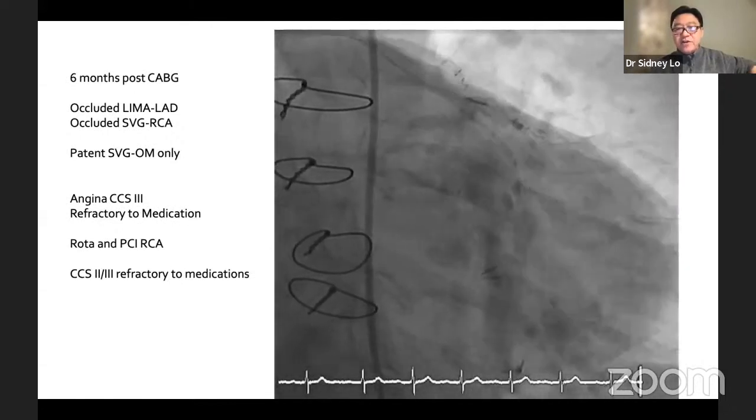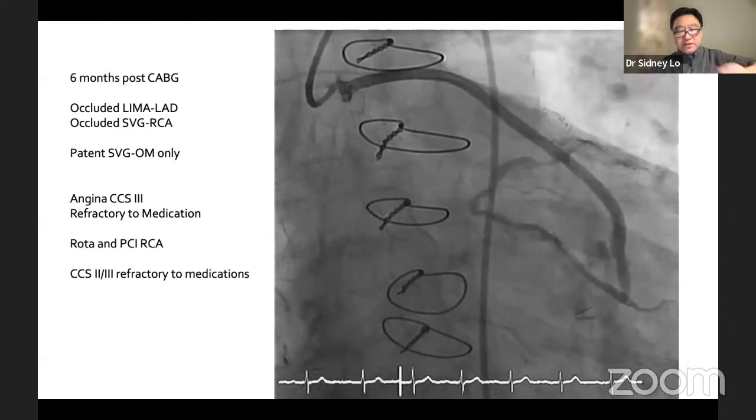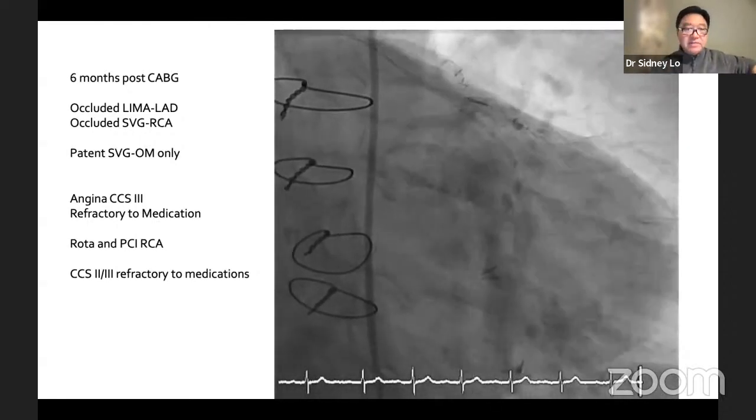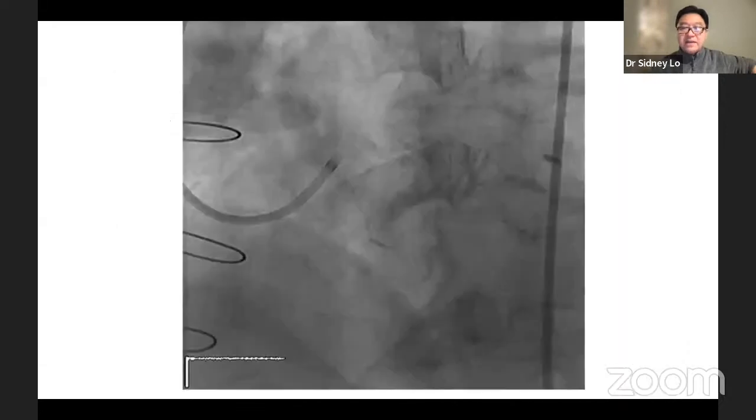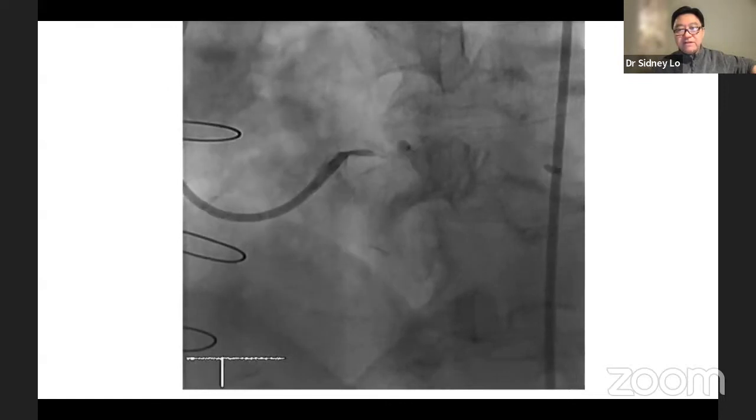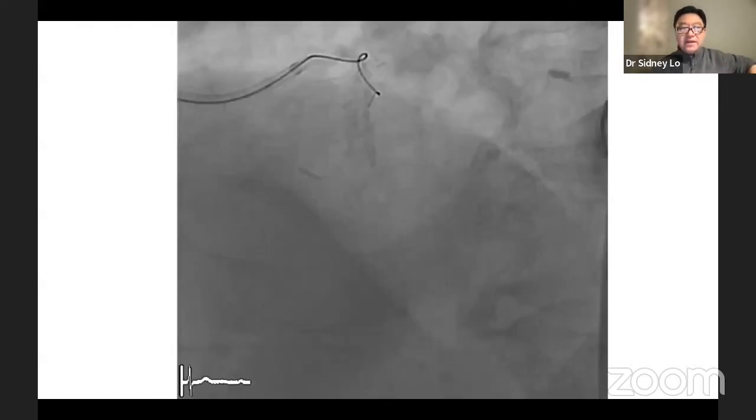The only graft that's open is the vein graft to the OM branch. We did Rota and stent the right coronary artery, very, very approachable, but his angina continued to be bad. So he presented for an LAD approach, and we felt that we had to modify at least the distal left main. And so this is the wire, very tortuous.